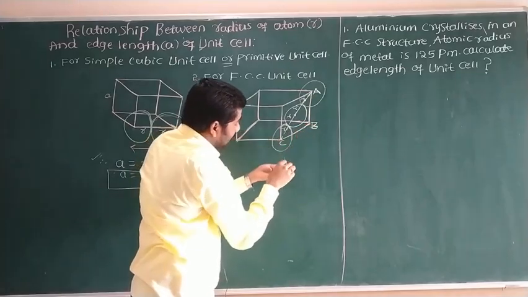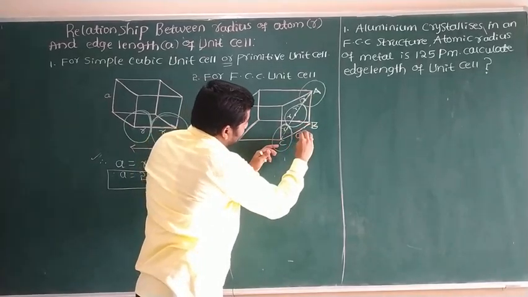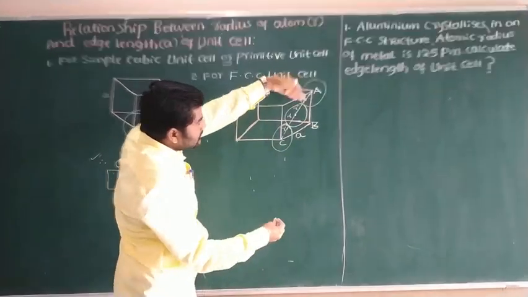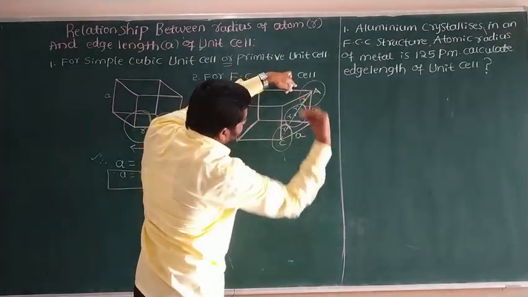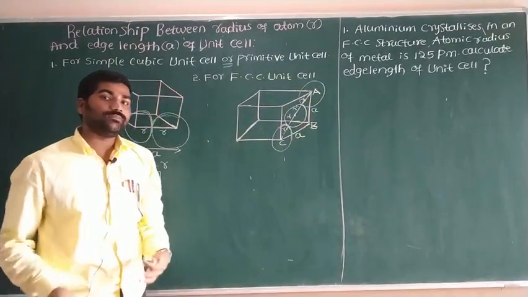This distance, this length is called edge length, and it is represented as A. This is also the edge length of the unit cell, and it is denoted as A.